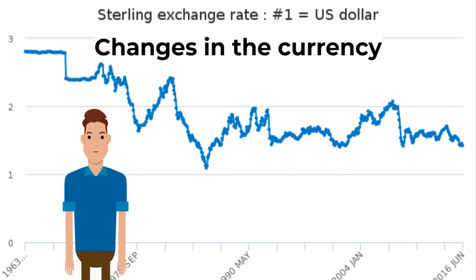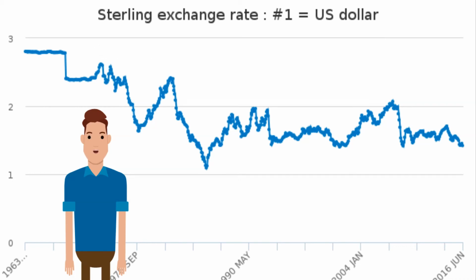What are the effects of changes in the currency? An appreciation of the currency is an increase in the value of the currency under floating exchange rates, whilst depreciation is a fall in the value of the currency under floating exchange rates. A revaluation of the currency is when the currency is increased against the value of another under a fixed system, whilst devaluation of the currency is a decrease in the value of one currency against another under a fixed system.